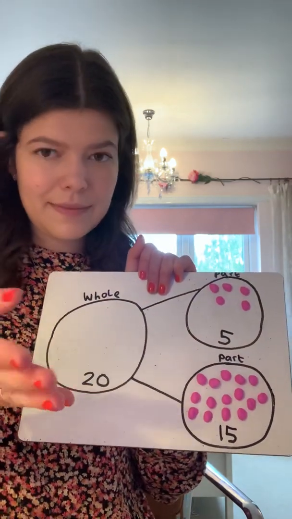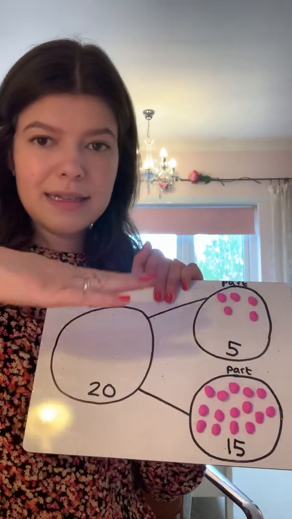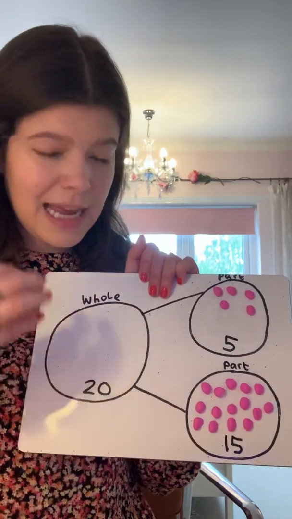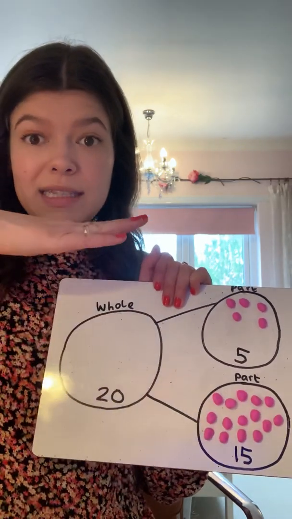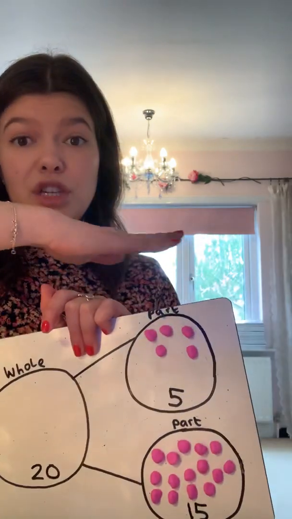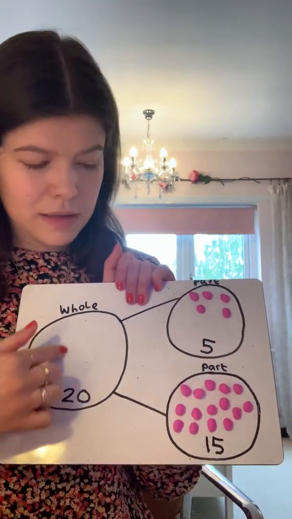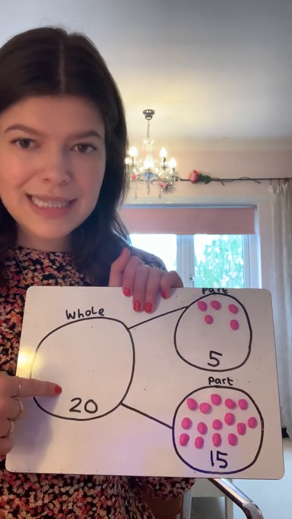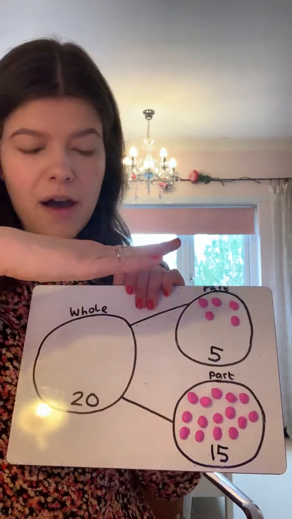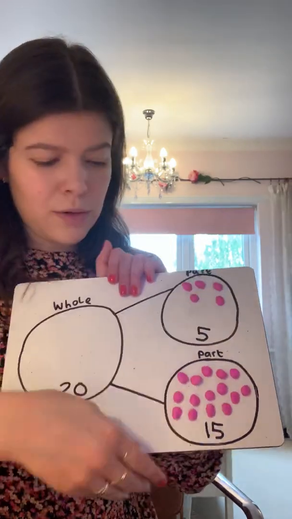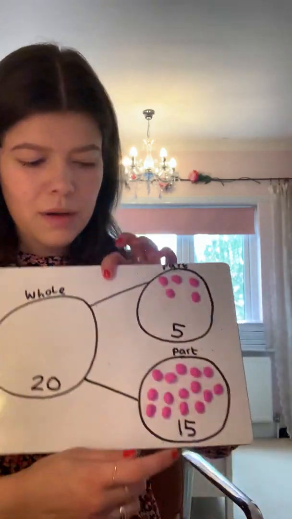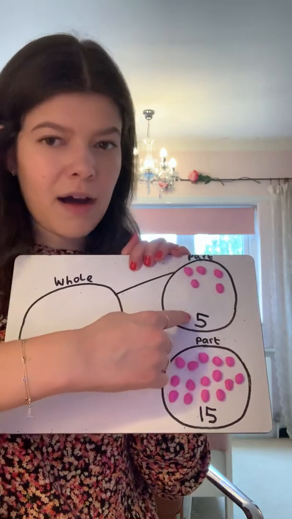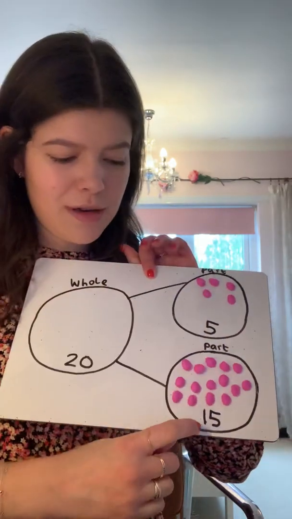20 take away 5 is 15. Fantastic. Now I'm going to use my star words. I want to use subtract and I want to use is equal to. Remember we started with 20, we took away 5, 15 are left. So 20 subtract 5 is equal to 15. 20 subtract 5 is equal to 15.